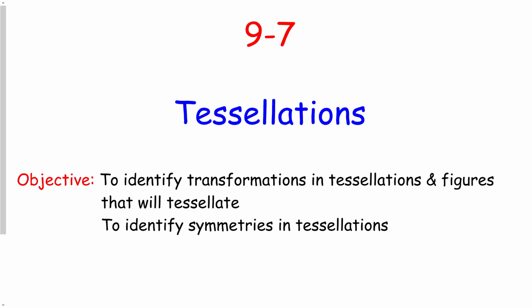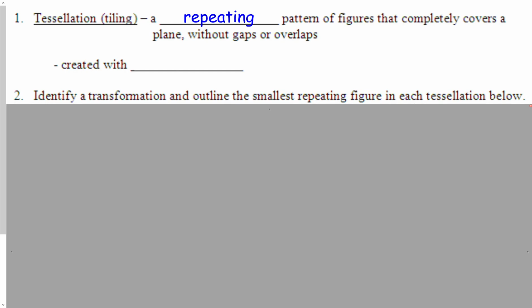So 9.7 deals with tessellations. A tessellation, or sometimes referred to as a tiling, is just a repeating pattern of figures that completely covers a plane. So the fact that it covers a plane means it continues infinitely, and there are no gaps or overlaps within that tiling or that tessellation.